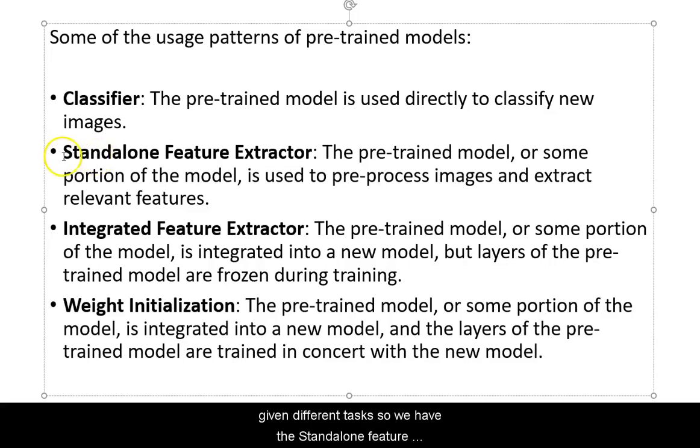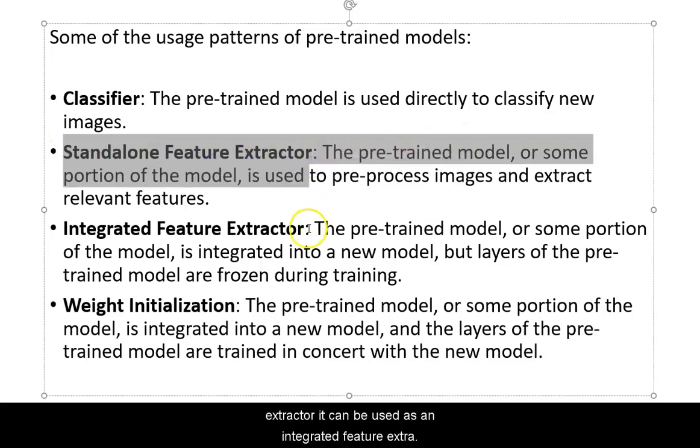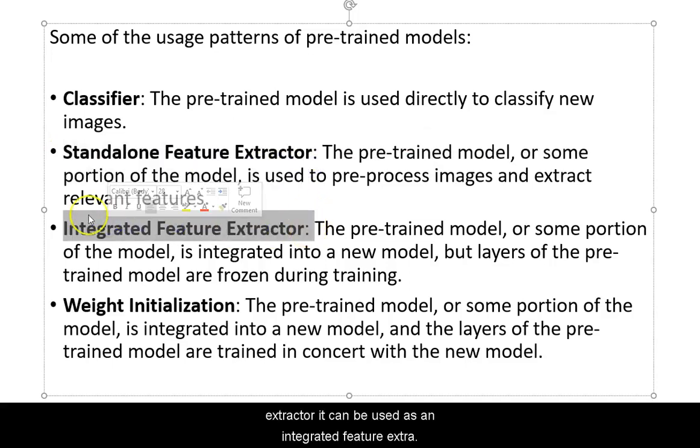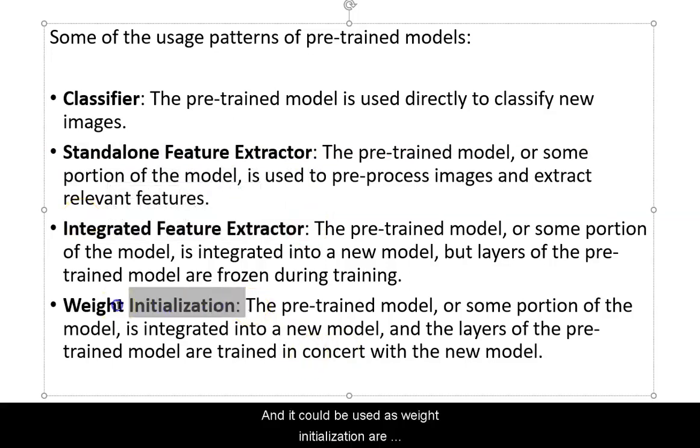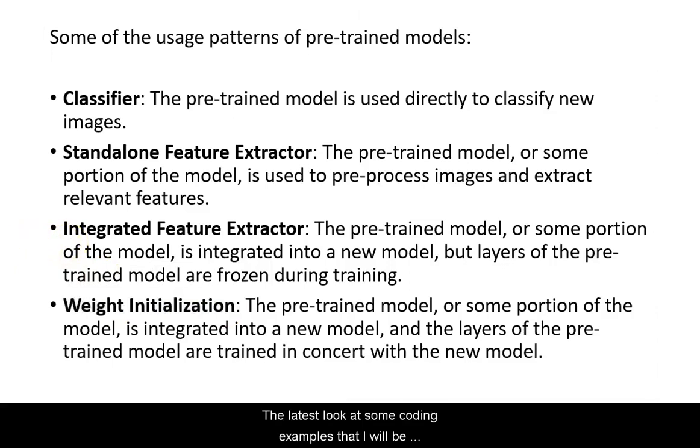So we have the standalone feature extractor. It can be used as an integrated feature extractor, and it could be used for weight initialization. So let us look at some coding examples where I will be using pre-trained models.